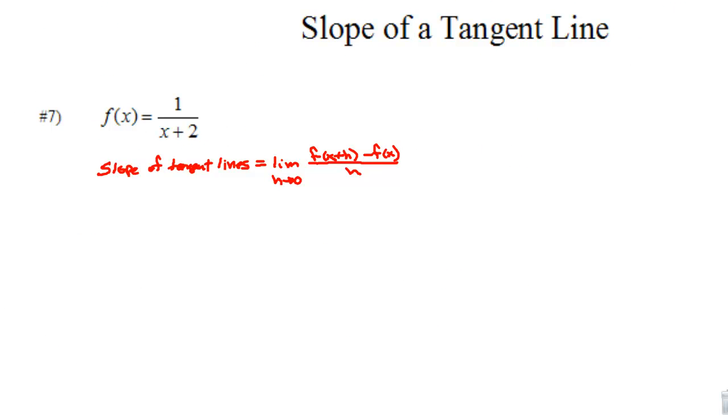Number 7. Slope of all tangent lines is the limit as h approaches 0 of the difference quotient. So our x plus h replaces the x in the fraction. When you substitute, use parentheses every time. Parentheses is a grouping symbol. It's a type of grouping symbol.